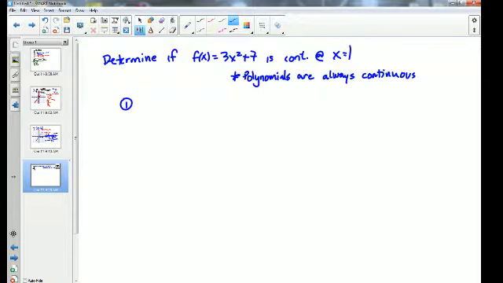What's our first step? F at 1. What do you get? I heard 10. Everybody agree? Okay. Very easy. You can get partial credit even if you don't understand anything else, right? Okay, what's our second step?